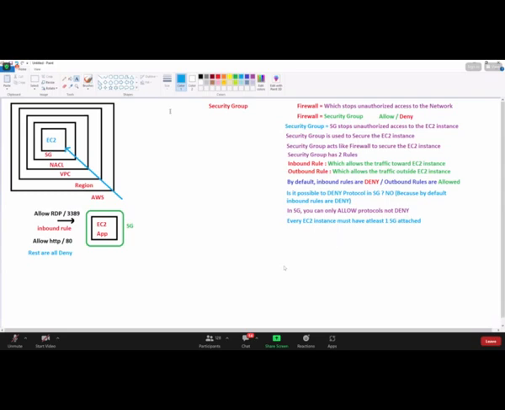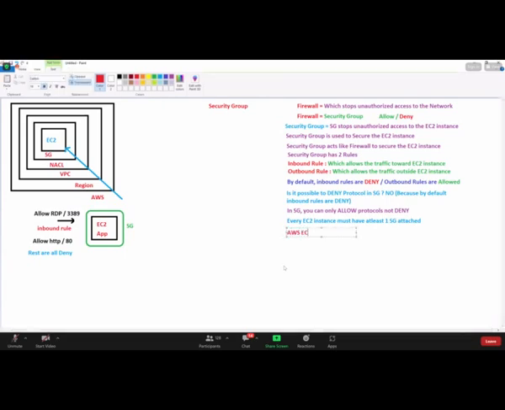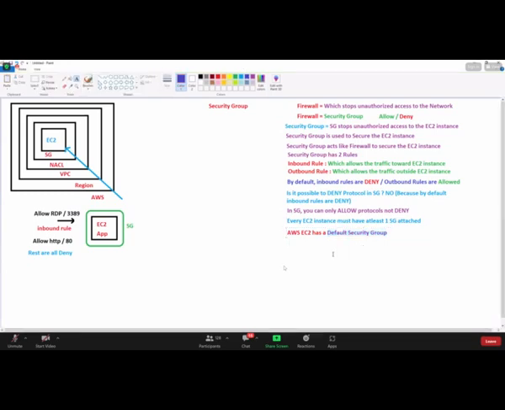So write down, AWS EC2 has a default security group. Guys, can you create multiple security groups and attach them? One EC2 instance can have multiple security groups? Answer is yes. And tell me, one security group can be attached to multiple EC2 instances? Yes. And one EC2 instance can have multiple security groups? Yes. It's up to you.